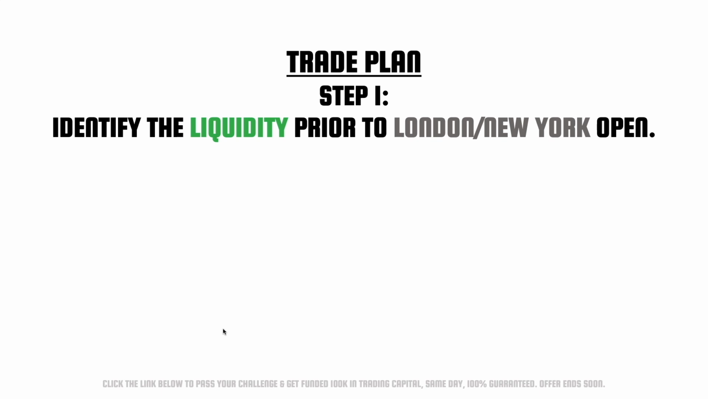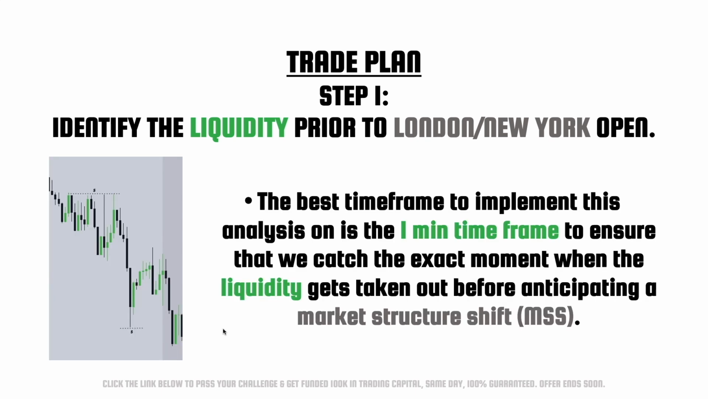So back to our main point. Before the time zone, whether it's London Open or New York Open, you'd want to mark out any forms of liquidity that could potentially get swept. The best time frame to implement this analysis on is the 1 minute time frame to ensure that we catch the exact moment when the liquidity gets taken out before anticipating a market structure shift.